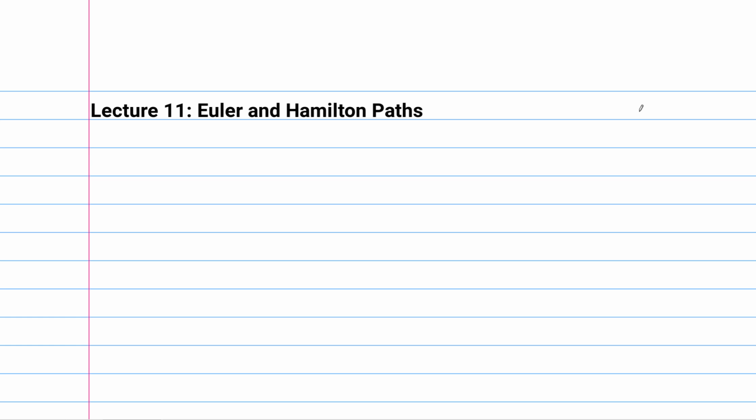Hey everyone, welcome into lecture number 11 of the semester. This is on Euler and Hamilton paths. It follows section 10.5 in Rosen's text.